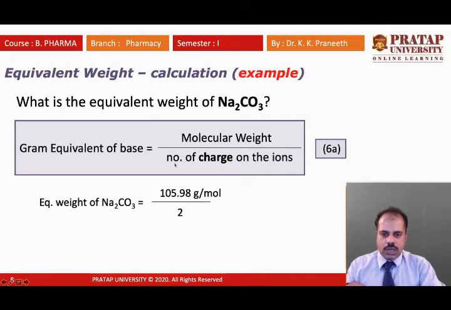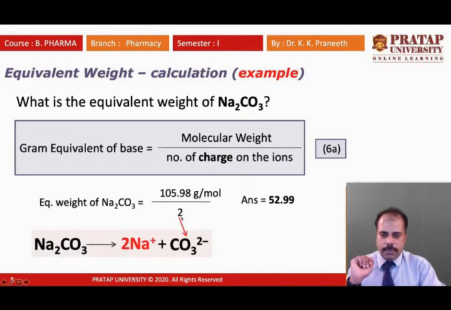Now, the 2 is the number of charges on the ions. How this 2 comes, I will show you after some time. So, you can see the answer: 105.98 divided by 2 is 52.99. That is the equivalent weight of sodium carbonate.